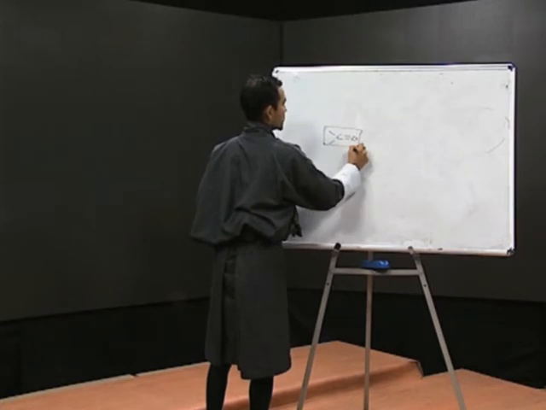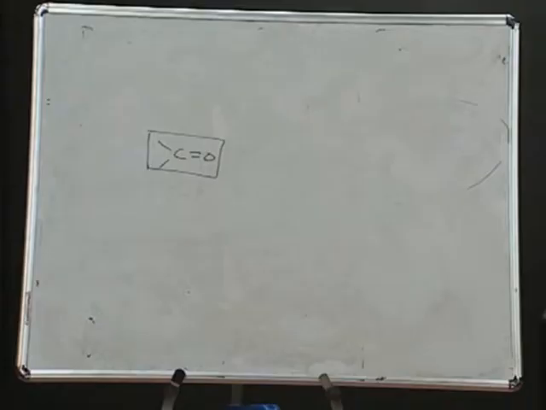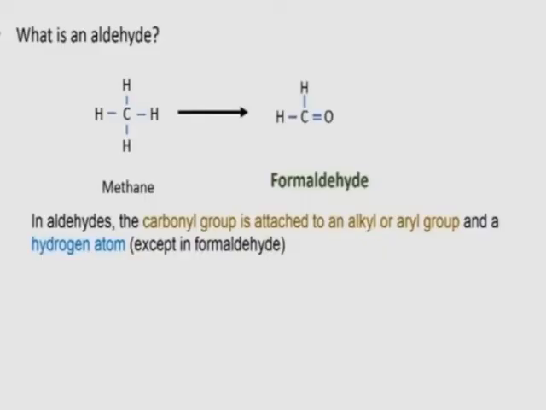So whenever we say carbonyl compound, it is a compound having the functional group C=O, and that is the reason why we call them carbonyl compounds. Aldehydes and ketones are very good examples of carbonyl compounds, and for today's lesson I will be talking about aldehydes. Now, second, what is an aldehyde?